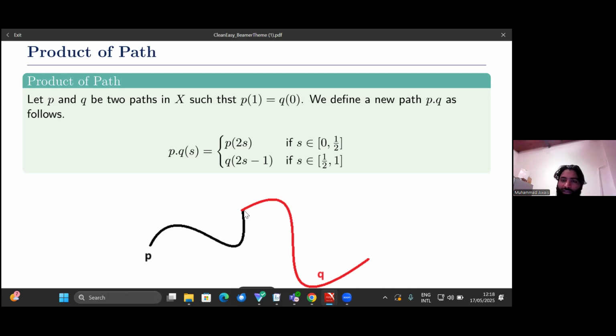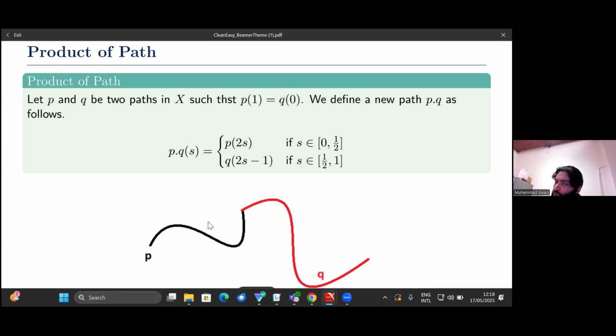Okay. So in this way, I can define a new path, called the product of these two paths, denoted as P dot Q as follows. The mathematical formula is given here. But the idea is that when I define the path P, I gave some parameterization. It means someone is traveling along that way with some speed. Okay. And similarly for path Q.